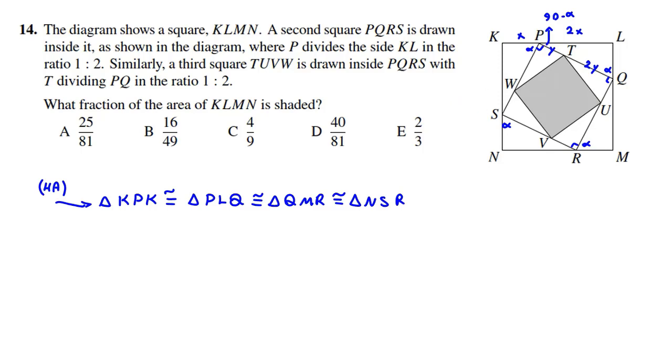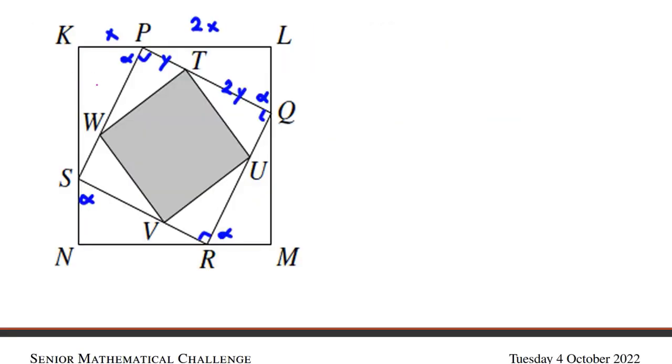Now let me maximize the figure. Okay, so we said this triangle, this one, this one, this one are congruent. Now we can say, because they are congruent, it is x. So this one is x, and for example, this one is 2x.